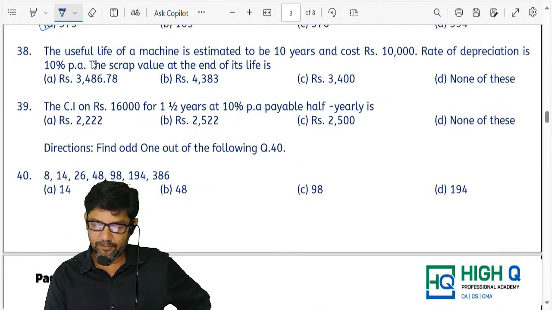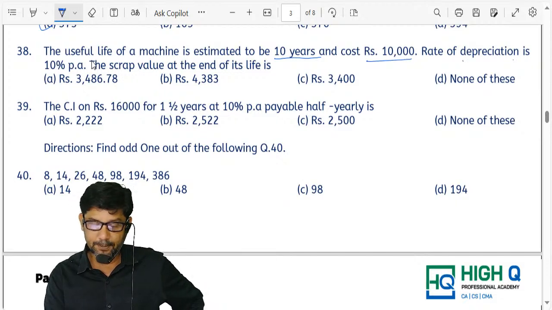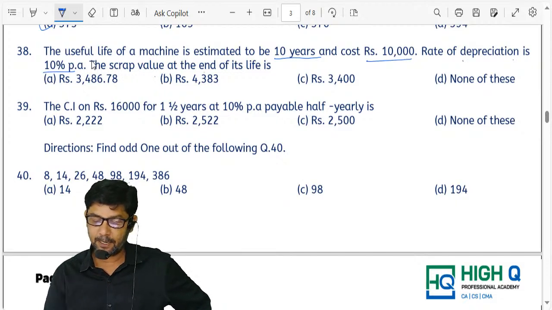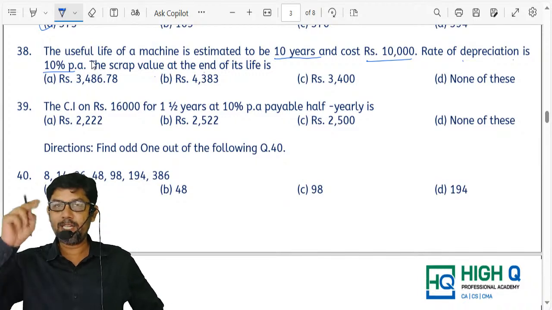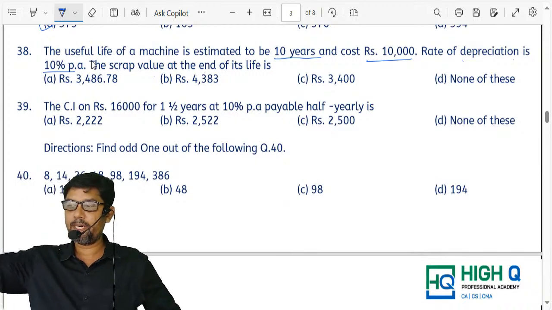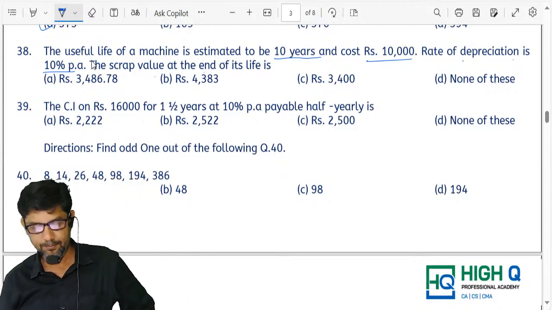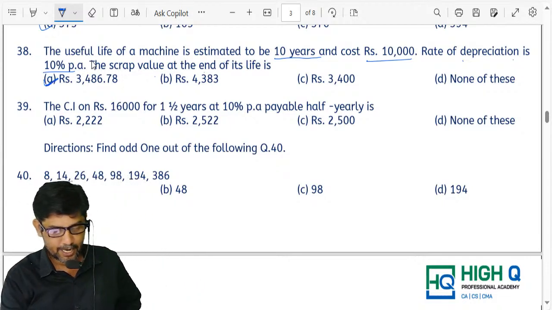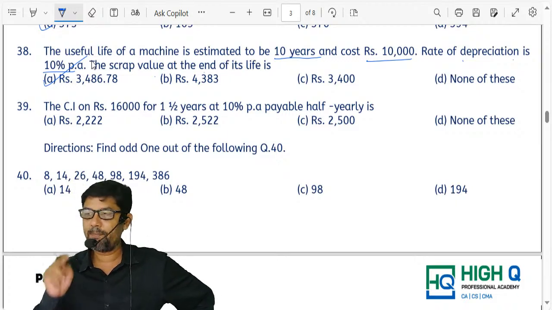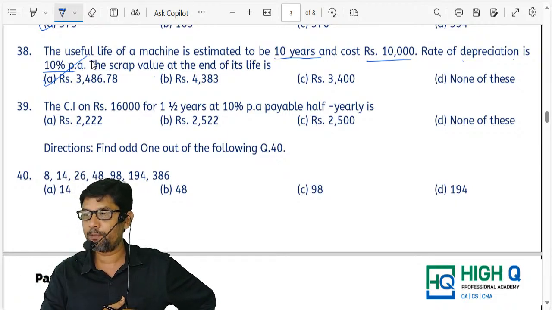The useful life of a machine is estimated to be 10 years and cost is 10,000. Rate of depreciation 10% per annum. The scrap value at the end of life is. So 10,000 minus 10%, minus 10%, minus 10%. Can you please do it for 10 years? Option A. Very good. Minus 10%, minus 10%, minus 10%, for how many times you have to make?